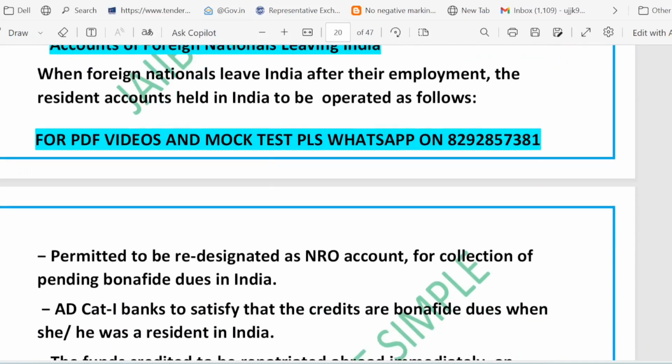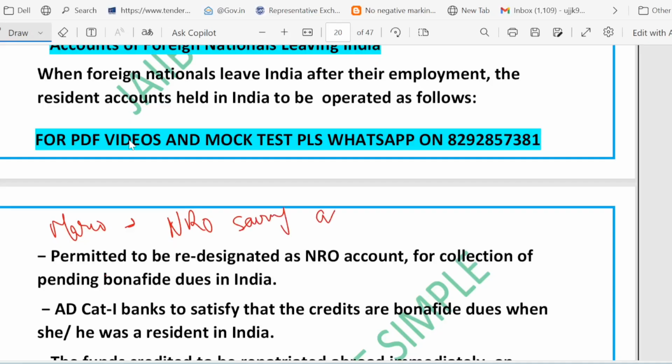Take the case of Maria. Maria deposited foreign cash into an NRO savings account. When she leaves within 3 weeks, she can close the account and take the rupee balance with her. This is the case of a tourist.